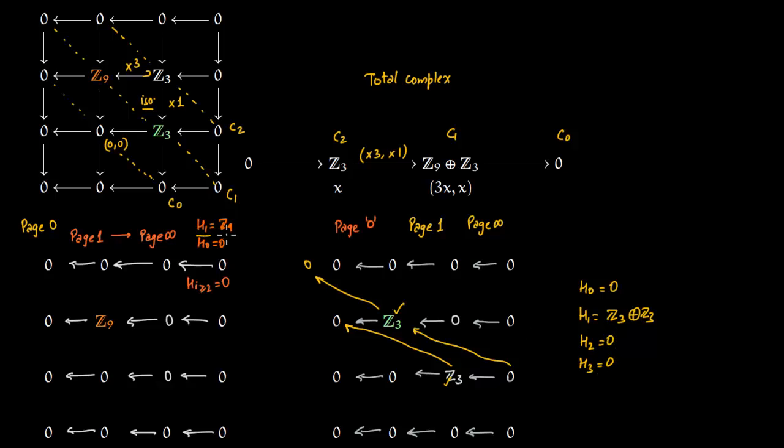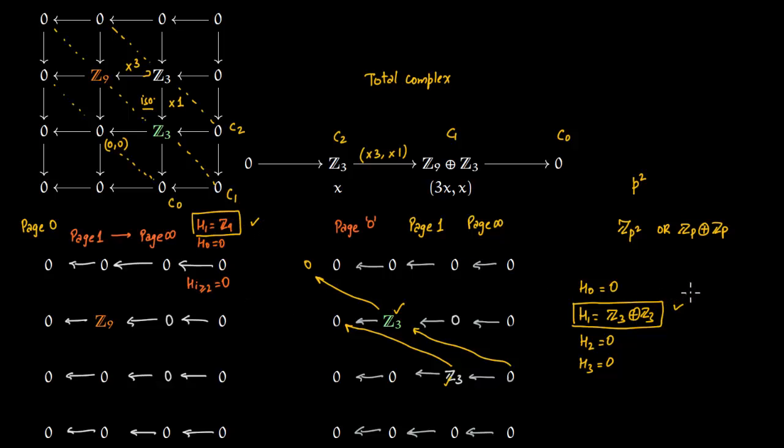So here we are getting H1 as Z9. Here we are getting H1 as Z3 plus Z3. This is what we mean when we say that this spectral sequence cannot distinguish between Z9 and Z3 plus Z3. Notice that for an abelian group of order p squared, you can write it as Z p squared, or you can write it as Zp direct sum with Zp. In such a case, in spectral sequences, we cannot distinguish between Z9 and Z3 plus Z3. So this is an important point.